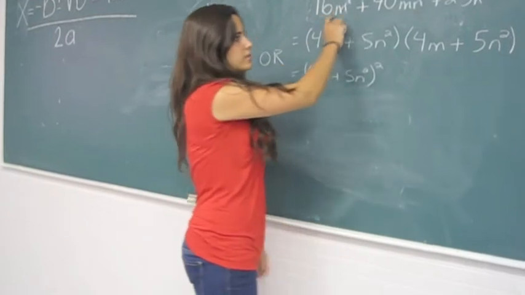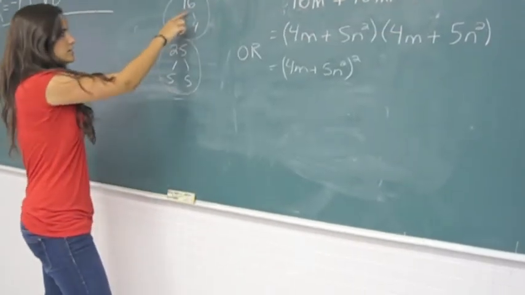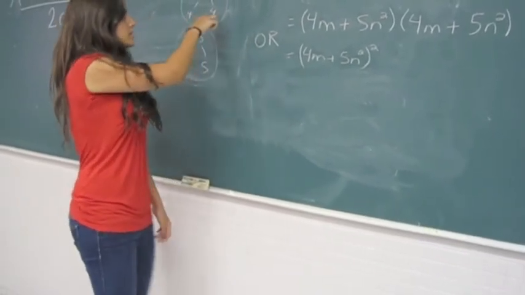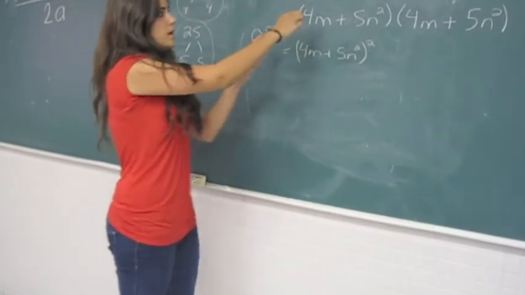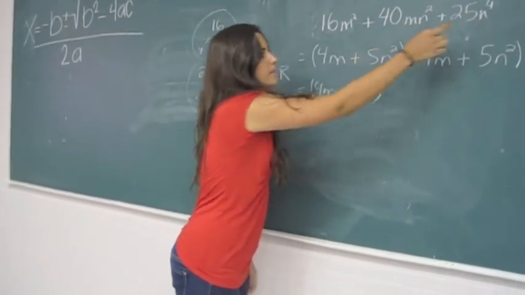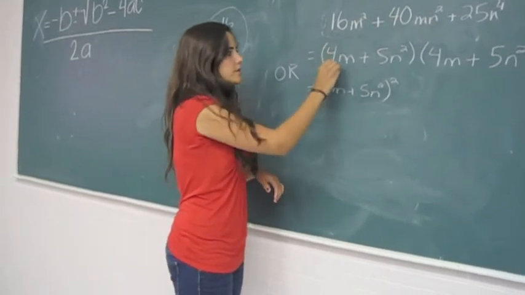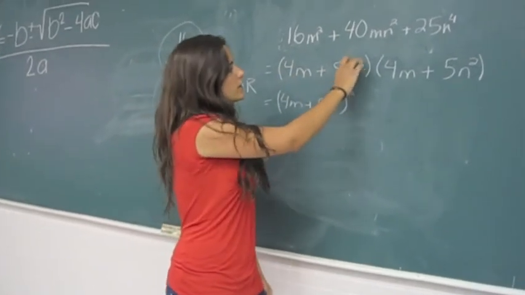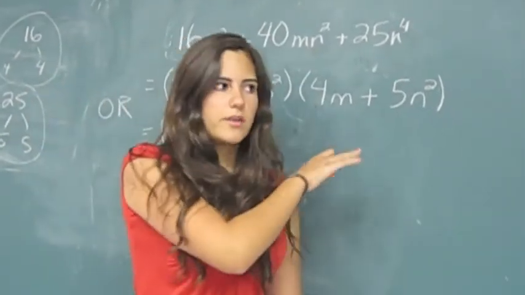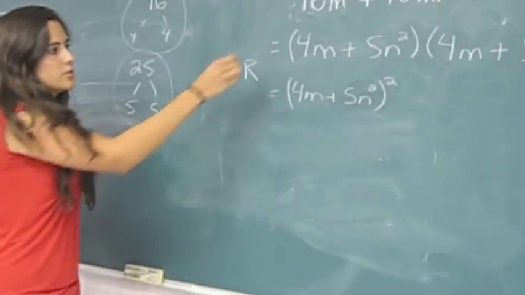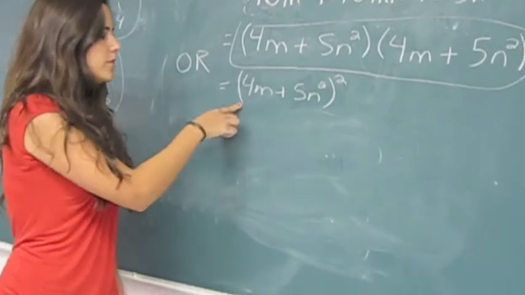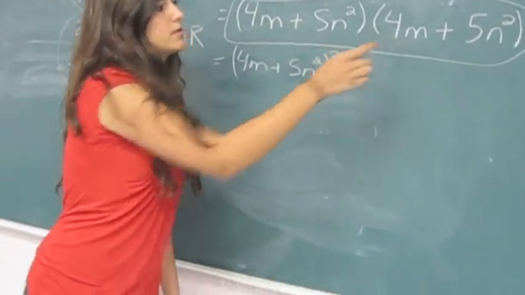First of all, factorize the coefficients. So 16 is 4 times 4 and 25 is 5 times 5. Now that you have these factors, you place them and you have to split the exponents of the variables. So it's 4m plus 5n squared, times 4m plus 5n squared. And this could be your answer, but it could also be more simplified if you write it to the second power, because it repeats. It's basically the same.